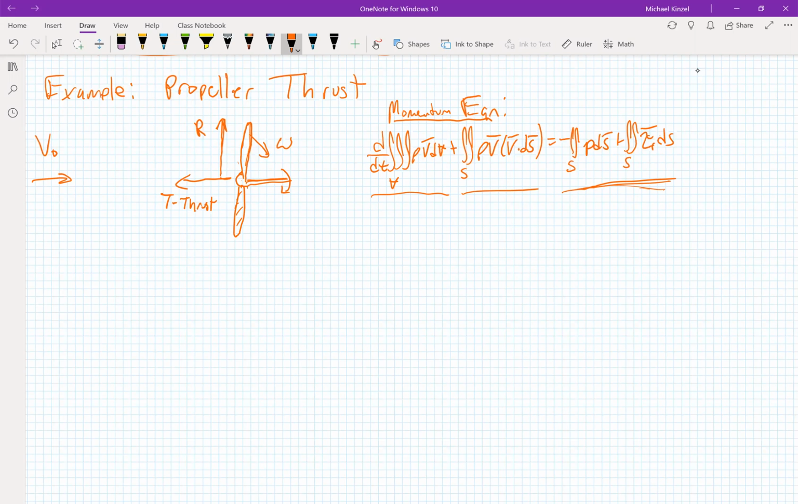Okay, so the first thing to do is, for this one, we're going to write down a few assumptions. So let's assume one, steady flow. This thing's rotating at a steady rate. Things aren't varying in time. Two, incompressible.